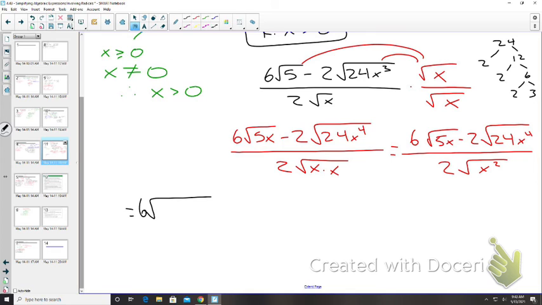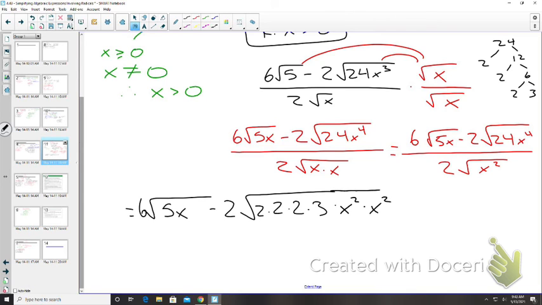So we have 6 root 5x minus 2. And our 24 becomes 2 times 2 times 2 times 3. And then we have an x to the 4. How do we get there? x squared times x squared. And that is all divided by 2 root x squared, which will be x times x. So we can simplify that to be over 2x.